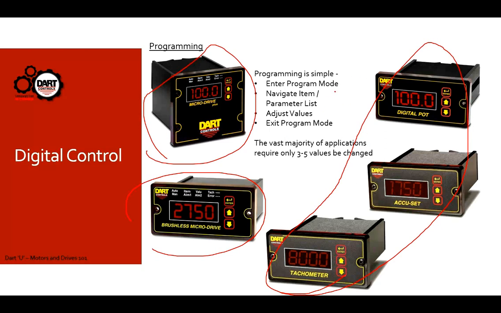You enter the program mode, go to an item, navigate the item list, change a value, exit program mode. Most of the applications that use these products really only need to change less than half a dozen values.